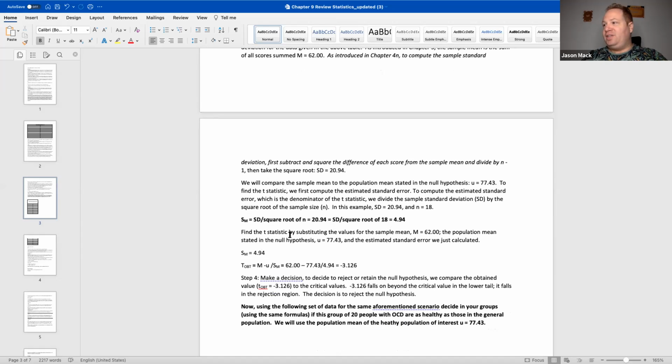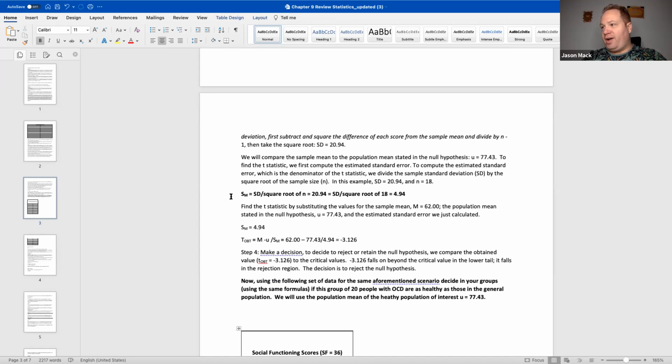You find this t-statistic by substituting the values for the sample mean, M equals 62, the population mean stated in the null hypothesis, 77.43, and the estimated standard error we just calculated. The estimated standard error is 4.94. The t obtained value is the sample mean minus the population mean, okay, divided by the standard error. 62 minus 77.43 divided by 4.94 is negative 3.126.